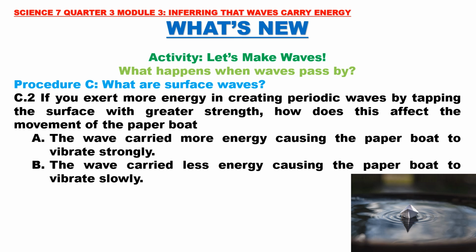So, for this instance, if you exert more energy in creating periodic waves, then the answer would be letter A. So the wave carried more energy, causing the paper boat to vibrate strongly. So more energy means stronger vibrations.